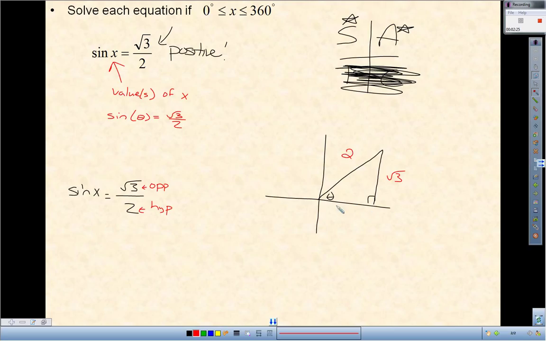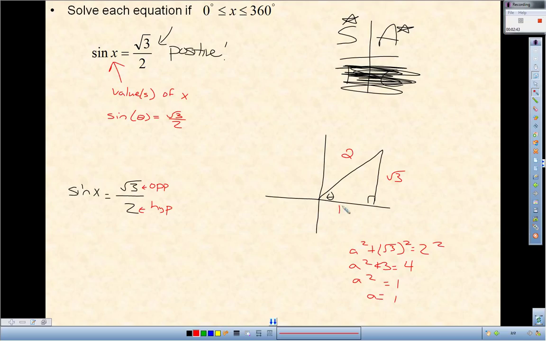Well, how would you find the missing side? Use the Pythagorean theorem, right? So I'm going to have a squared plus the square root of 3 squared equals 2 squared. So that's going to give me a squared plus 3 is equal to 4. And that's going to give me a squared is equal to 1. So that means a is 1.